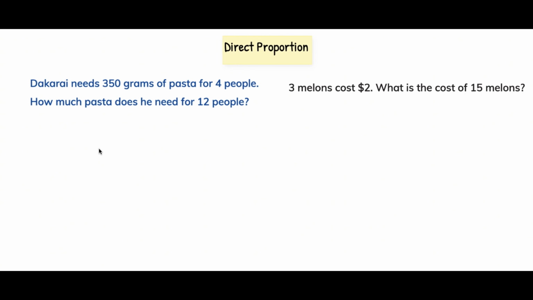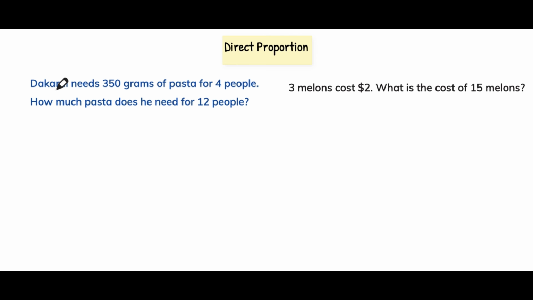Direct proportion is where you're trying to figure out how much a certain item relates to another item, and if we increase that, how much does it give us. So I want to show you using an example. Let's jump into it so that you get it, you understand it.